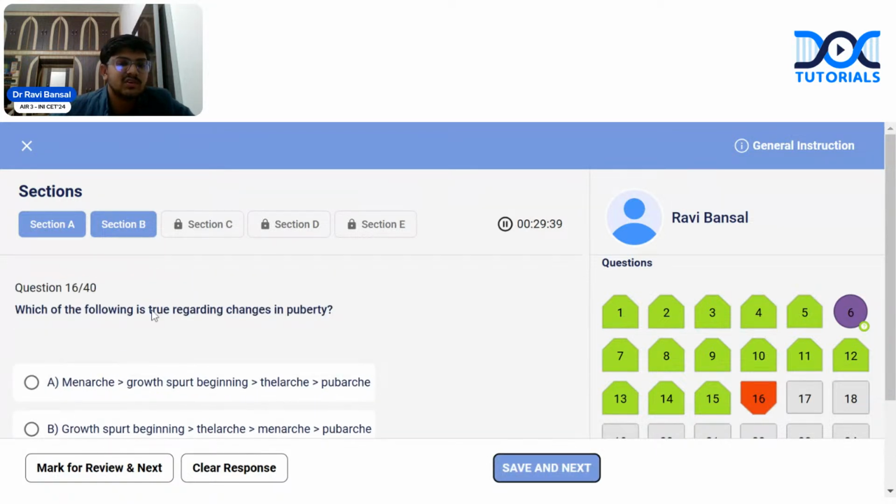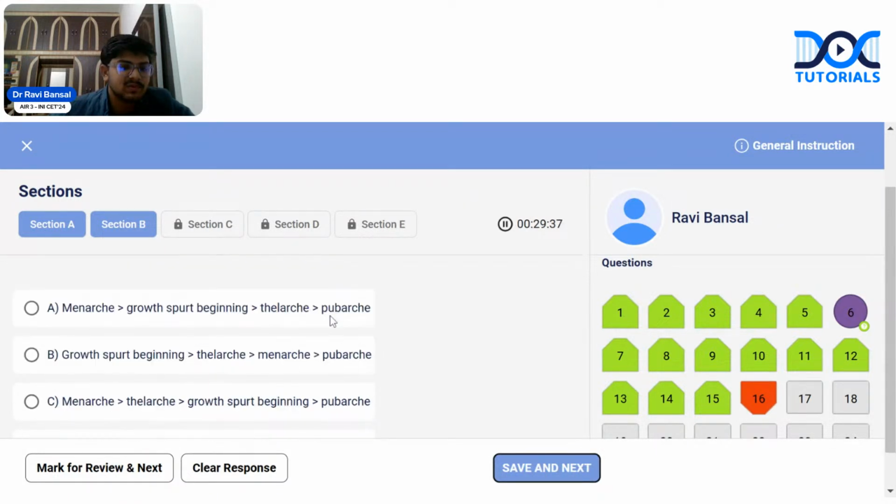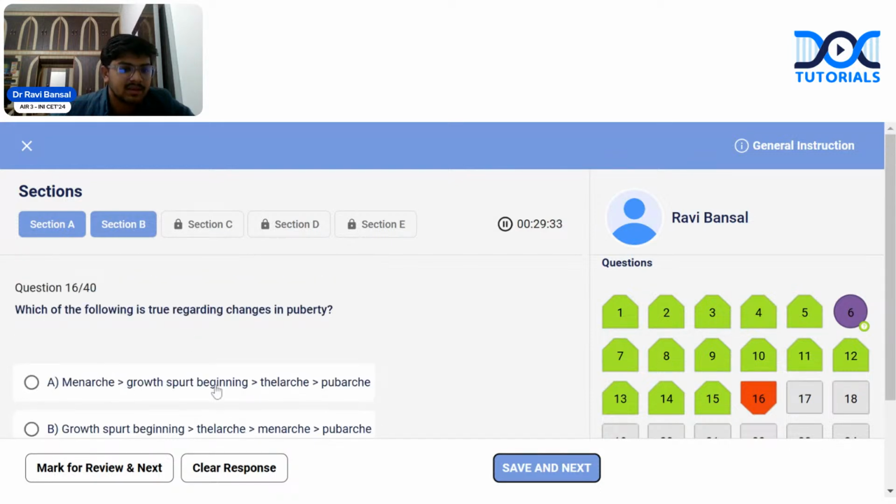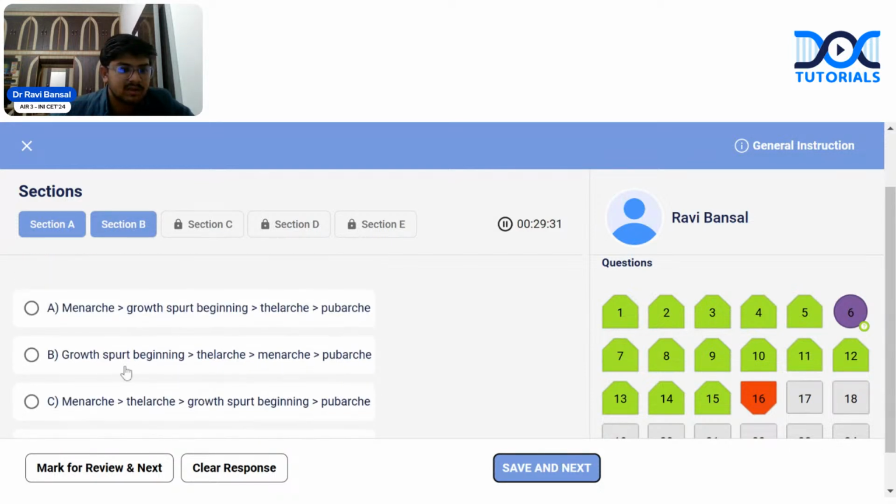So which of the following is true regarding changes in puberty? So they have given a sequence question. Menarche, growth spurt, thelarche, pubarche. Growth spurt, thelarche, menarche, pubarche. So I do not remember the correct sequence, but I have an acronym for this. I remembered TPM, teacher parents meeting, in puberty. So there will be first T, then P, then M.